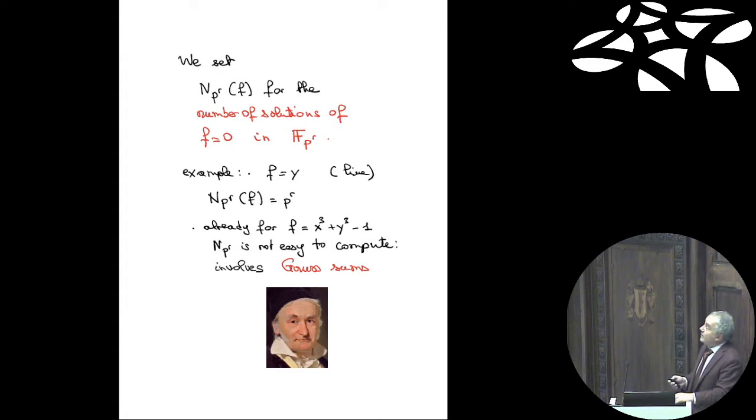And so the idea now is we fix the prime number p, or maybe not yet fixed, but we denote by N with p^r as an index the number of solutions of f equals 0 in this field. So let's take the simplest example of a line. We have p^r elements, p^r points in this line.